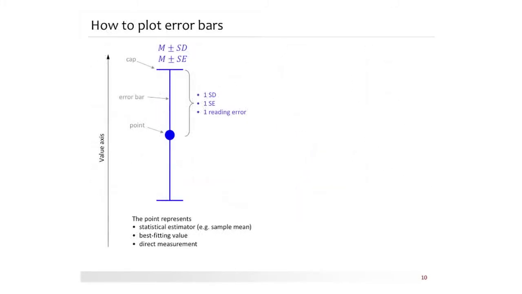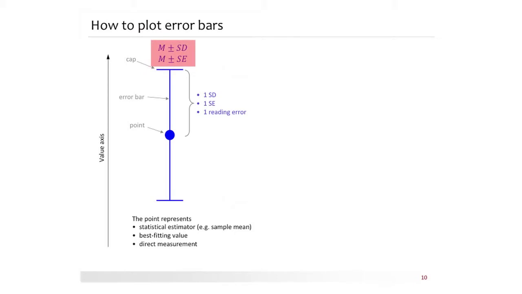So how do you plot error bars? Well, that's a very, very cartoonish diagram. So this is your value that you are trying to plot, and you plot the middle point, which could be a mean, median, whatever estimator you use, and plus minus error bar with a little cap at the end just to help guide your eye visually again.